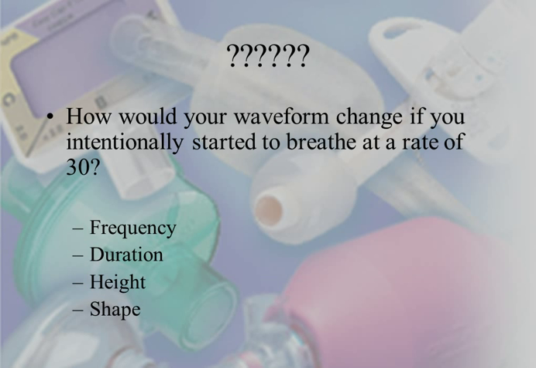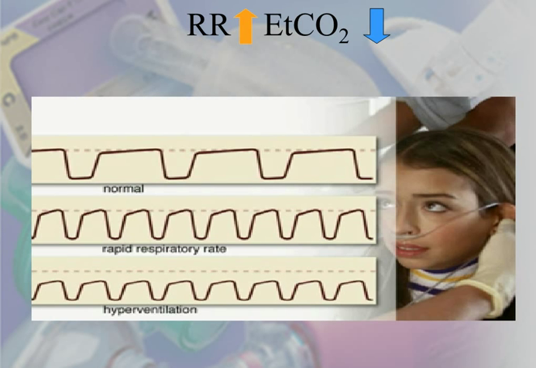All right, so let's think about this. How would your waveform change if you intentionally started to breathe at a rate of 30? So the frequency, obviously that's going to increase. The duration is going to shorten. The height, what do you think is going to happen to the height? So the height should be going down because we're blowing off all of our CO2. And then the shape is going to be very narrow, and it's not going to be as wide.